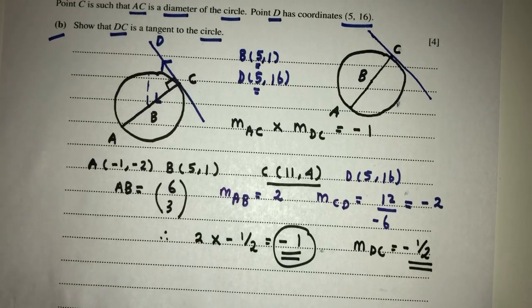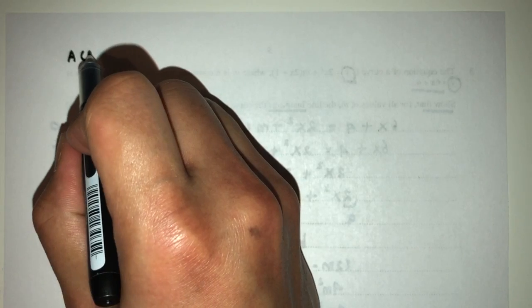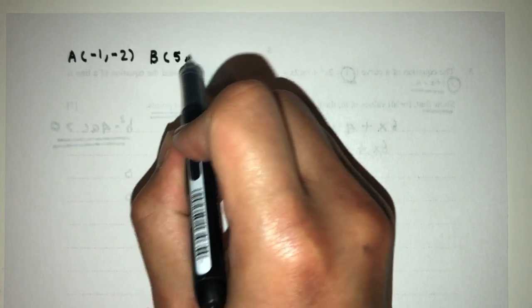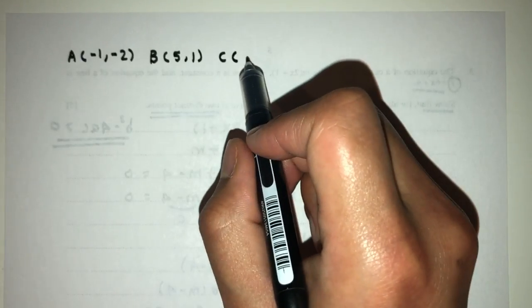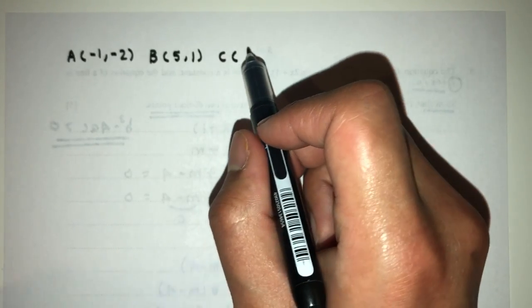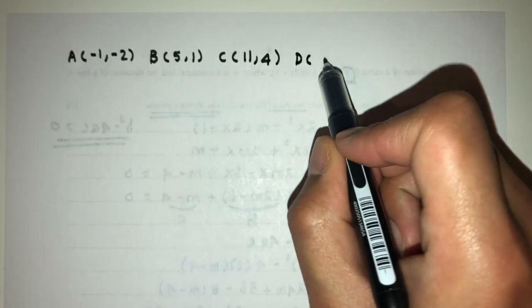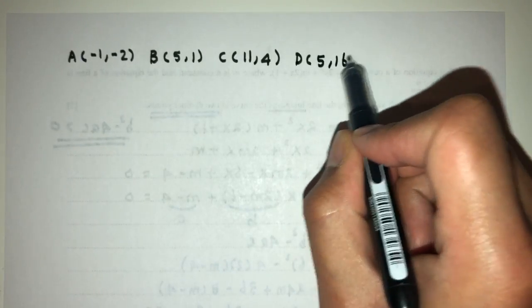Okay, so anyway, if you guys want to retry this, let me show this to you. No big deal, let's do it again. The main point here is we know these points. The point A is given to you by (-1, -2). The point B is given by (5, 1). The point C you have found is (11, 4) by displacement. And the point D is given by (5, 16).